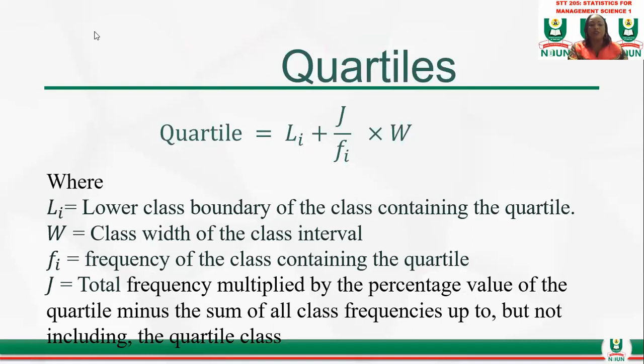The W is equal to the class width of the class interval. The Fi is equal to the frequency of the class containing the quartile, while J is the total frequency multiplied by the percentage value of the quartile minus the sum of all class frequencies up to, but not including the quartile class. We use illustration to explain that.